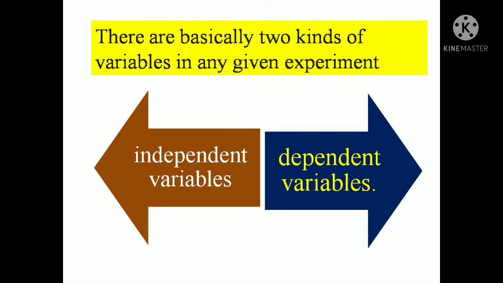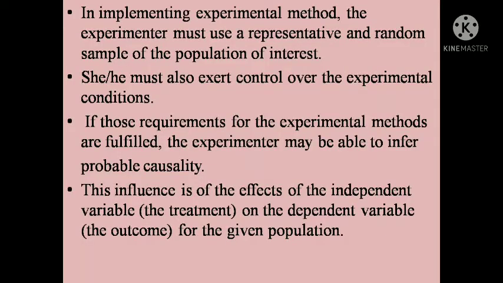In implementing the experimental method, the experimenter must use a representative and random sample of the population of interest. He or she must also exert control over the experimental conditions. If those requirements for the experimental method are fulfilled, the experimenter may be able to infer probable causality. This is an inference of the effects of the independent variable, that is the treatment, on the dependent variable, the outcome, for the given population.